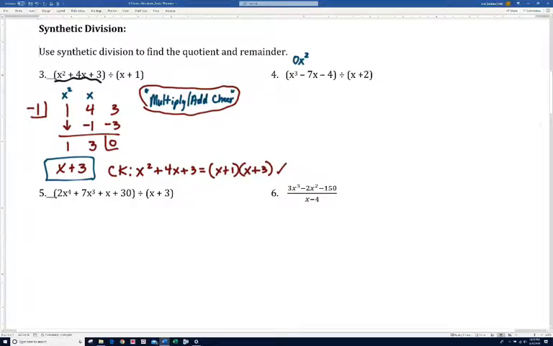And so when we set this up, we'll put negative 2 in the box. And then our coefficients will be 1, 0, negative 7, and negative 4. Let's go ahead and bring down our 1. And then we'll do our multiply add here. So multiply 1 and negative 2, you get negative 2. Add 0 and negative 2, you get negative 2. Multiply the negative 2's, you get 4. Add here, you get negative 3.